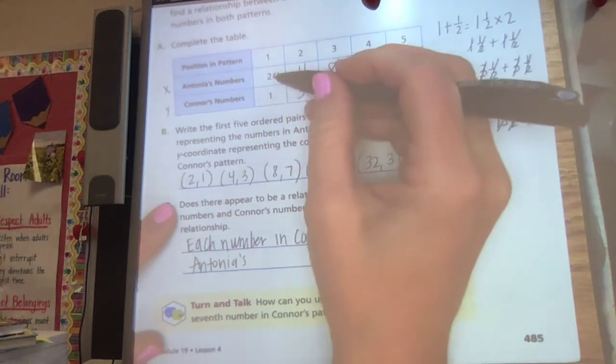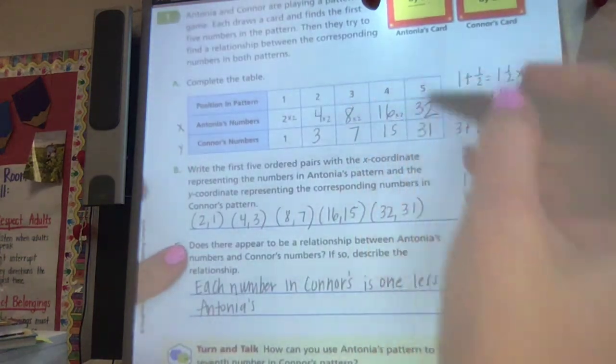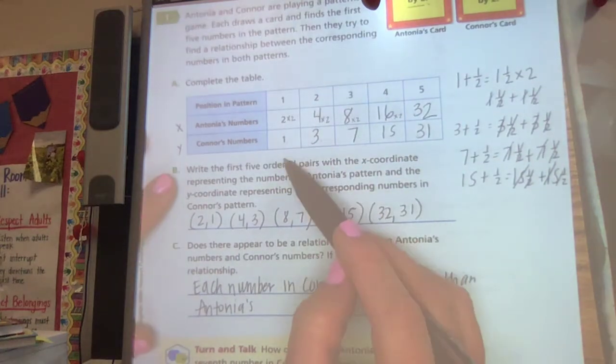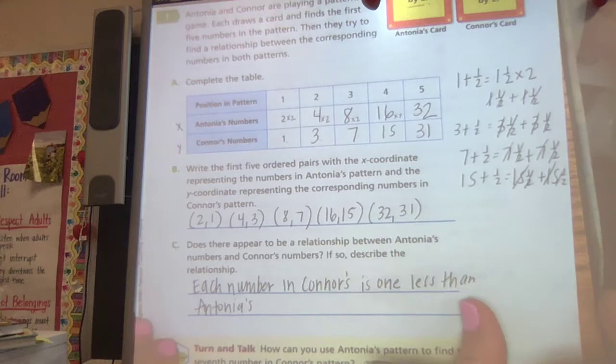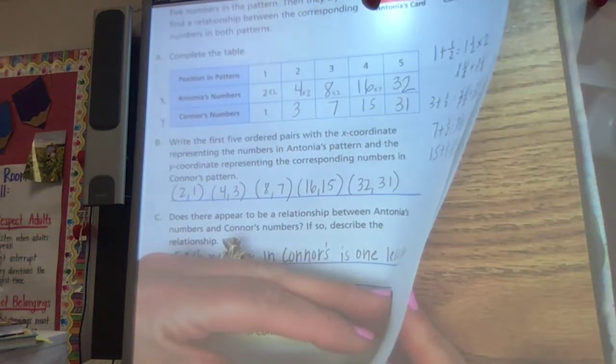He's got 1, she's got 2. He's got 3, she's got 4. 7, 8, 15, 16, 31, 32. Or you could have said Antonia has 1 more than Connor. However you write it. Okay. So let's turn the page and keep working.